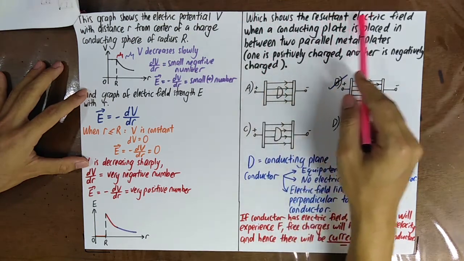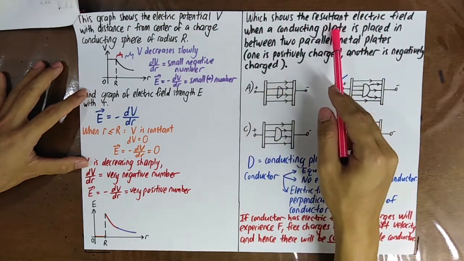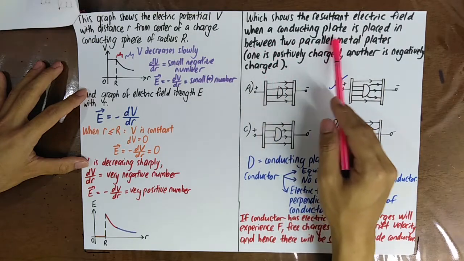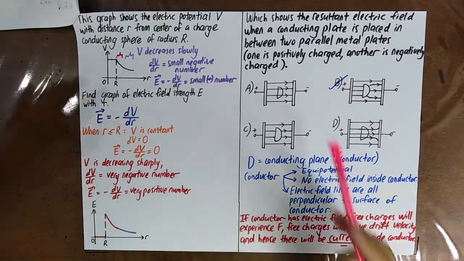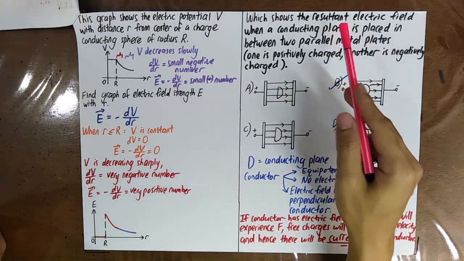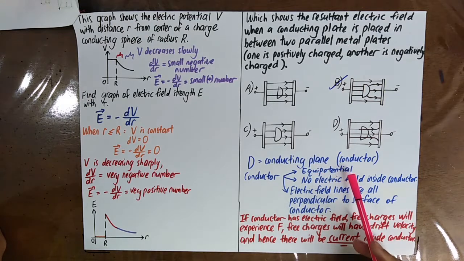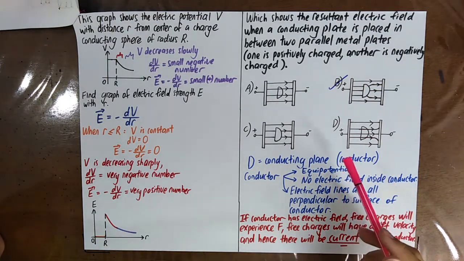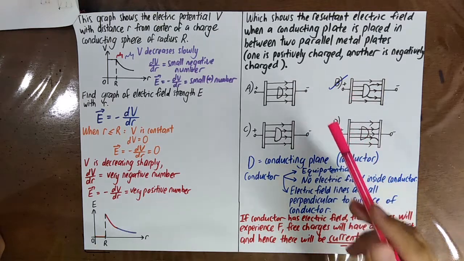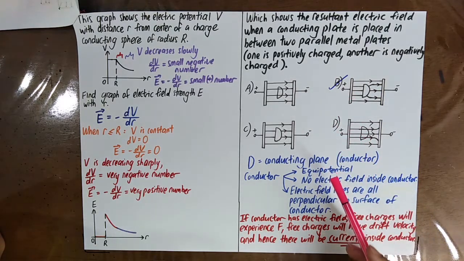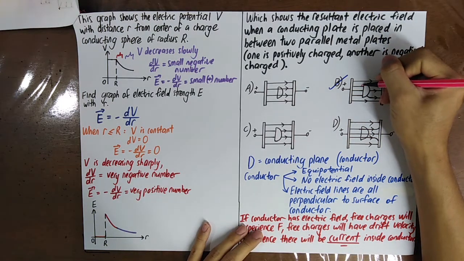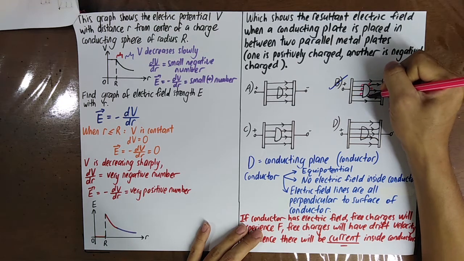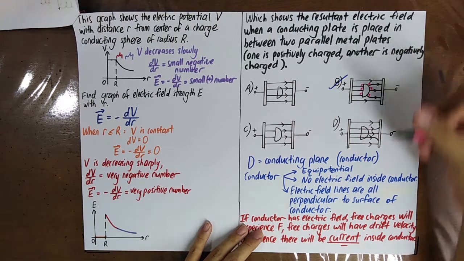Which shows the resultant electric field when a conducting plate is placed in between two parallel metal plates. One is positively charged, another is negatively charged. You have to remember that the conducting plate is an equipotential body. And then you also remember that the electric field must be perpendicular to the equipotential body. That means that the electric field must be perpendicular to the conductor. Perpendicular, okay? 90 degree, 90 degree, everything is 90 degree.